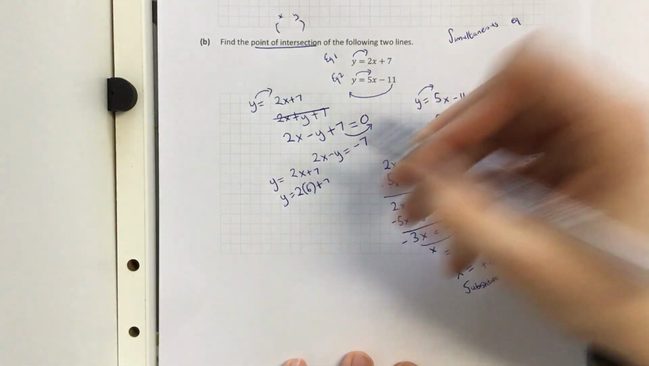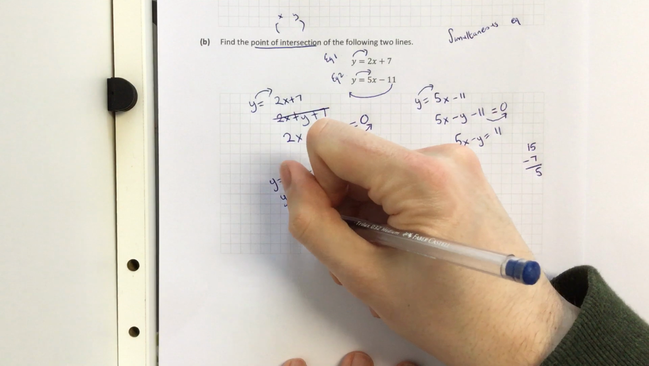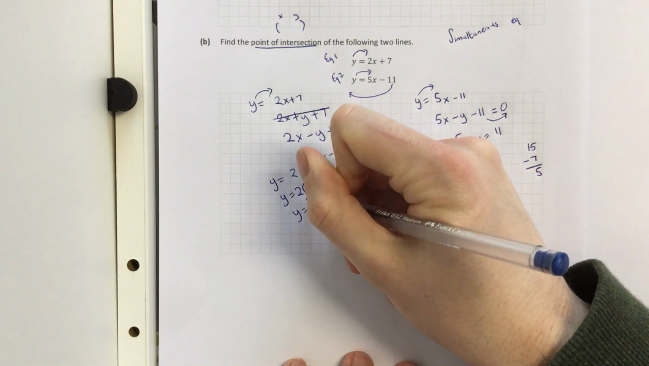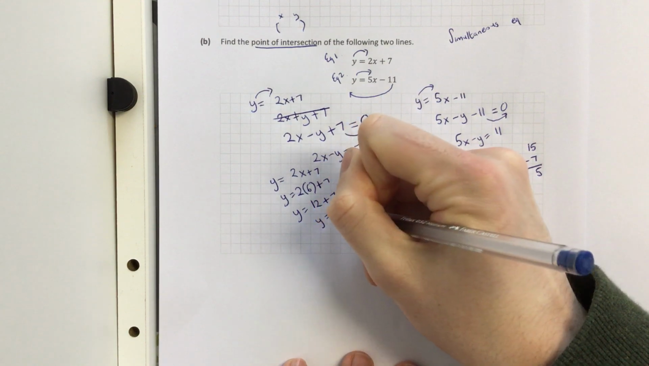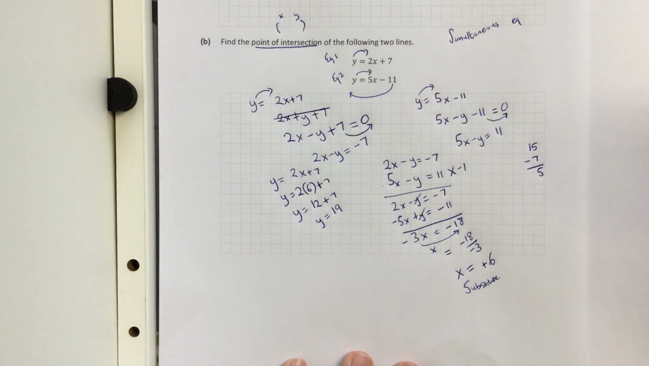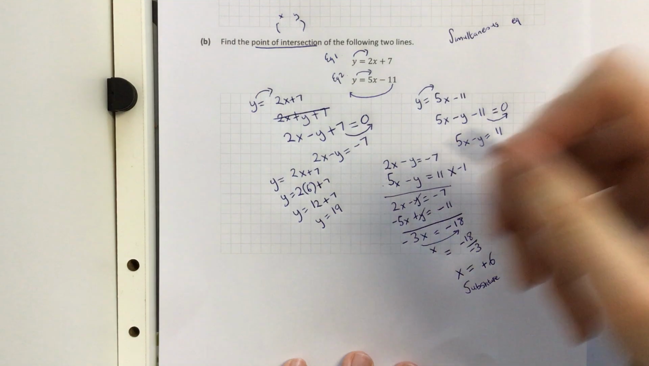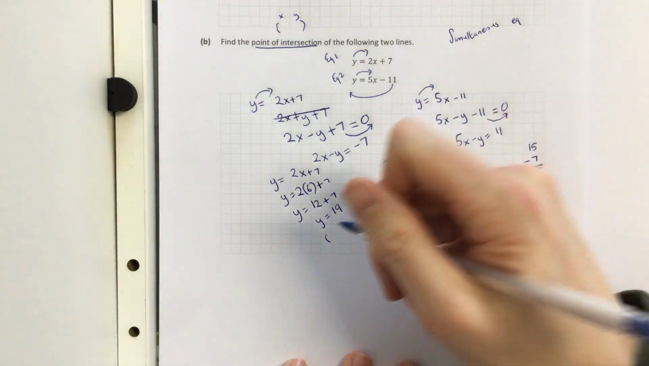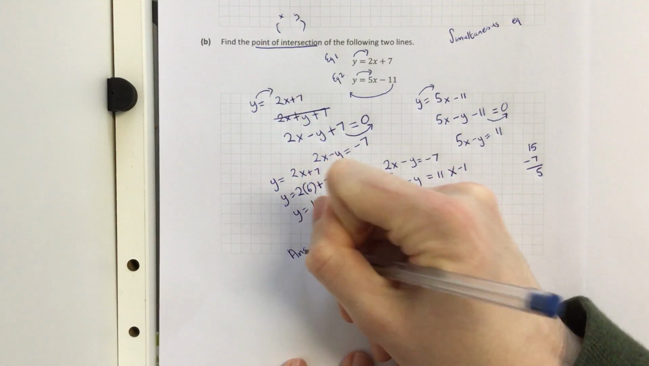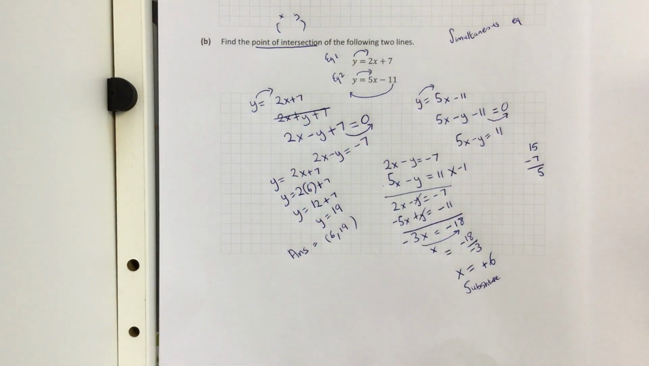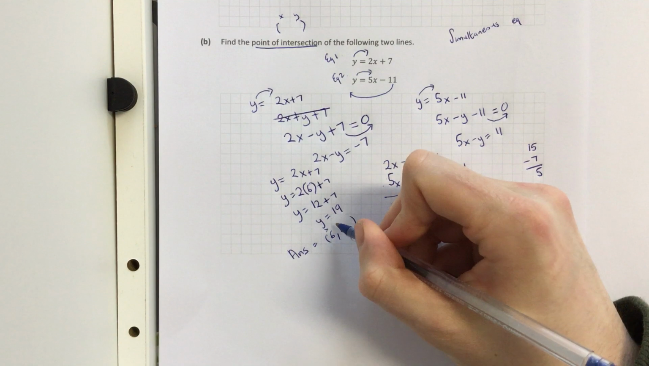So 2 bracket 6 is what we put in. y is equal to 2 bracket 6, or 2 bracket 6 is 12 plus 7, so therefore y equals 19. The value of my coordinate here is x comes first, 6 followed by 19. So the answer equals 6, 19. This is the x value and this is the y value.